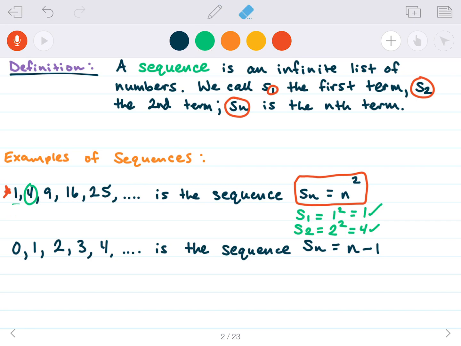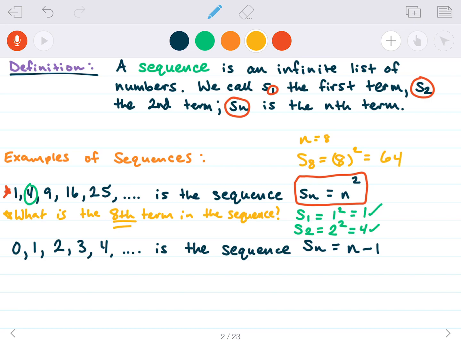So what if I asked you, what is the 8th term in the sequence? Well, this time n is equal to 8. So if n equals 8, the rule says that S sub 8, the 8th term in our sequence, is going to be n, which is 8, squared. So our 8th term is going to be 64.